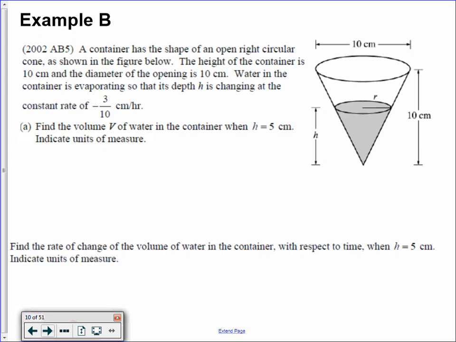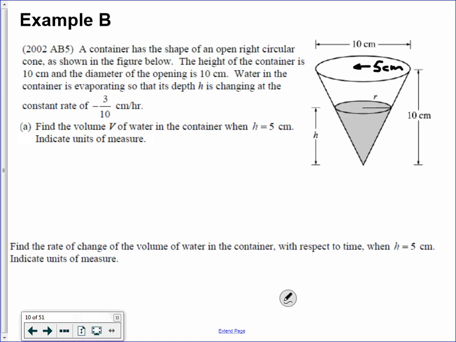You have the radius of the water and the height of the water. They're changing, right, as the water is evaporating out. But what's not changing is the radius of the container and the height of the container. So actually, I know they put the 10 up there, but I always like to get back to the radius. So if the diameter is 10, what is the radius of the whole container? 5. So that's not changing.